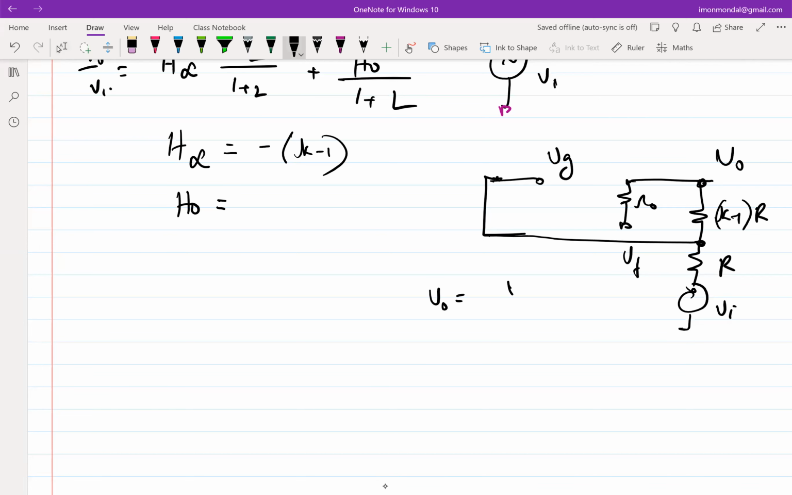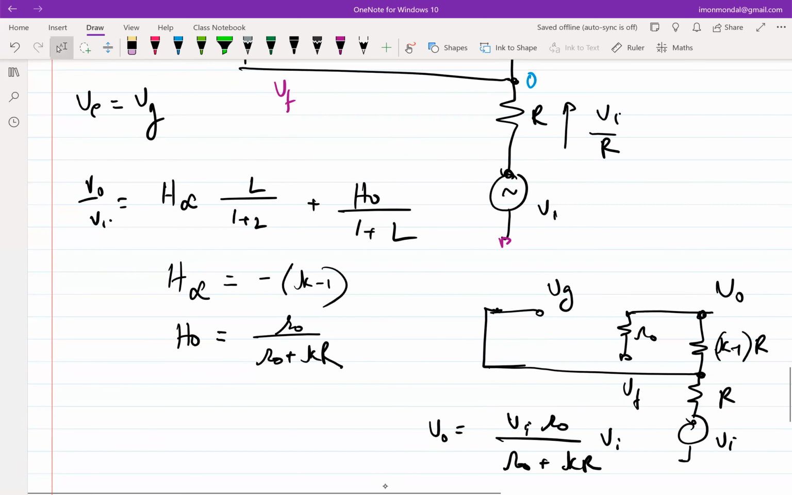Okay. So what is V naught? It's basically a voltage divider, right? So Vi times R naught by R naught plus KR. So H naught becomes R naught by R naught plus KR. Okay. So what is the last thing? We have to figure out the loop gain, right? So what should I do?